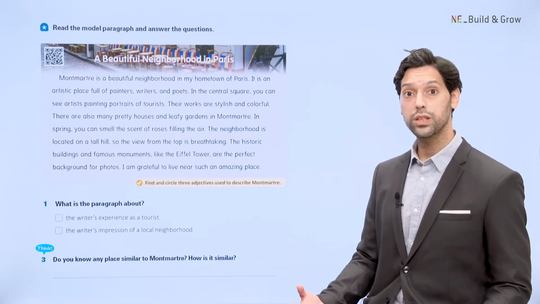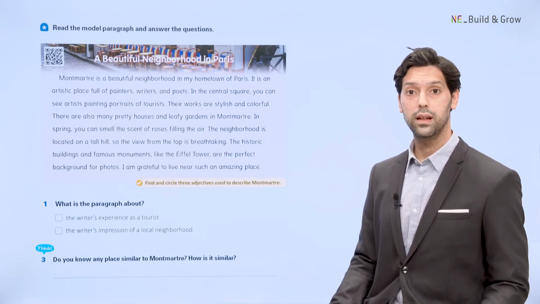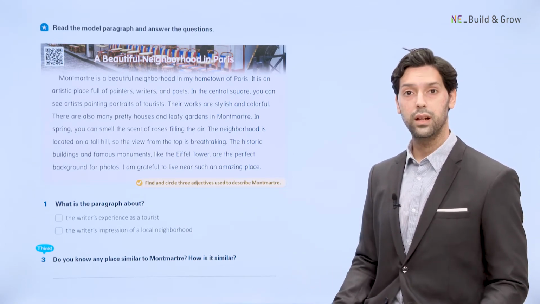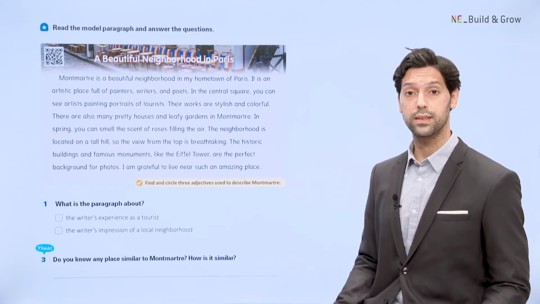Additionally, they will also answer a critical thinking question that relates to their own experiences. You can prepare your own sample answer and even include pictures to encourage students and help guide their responses.